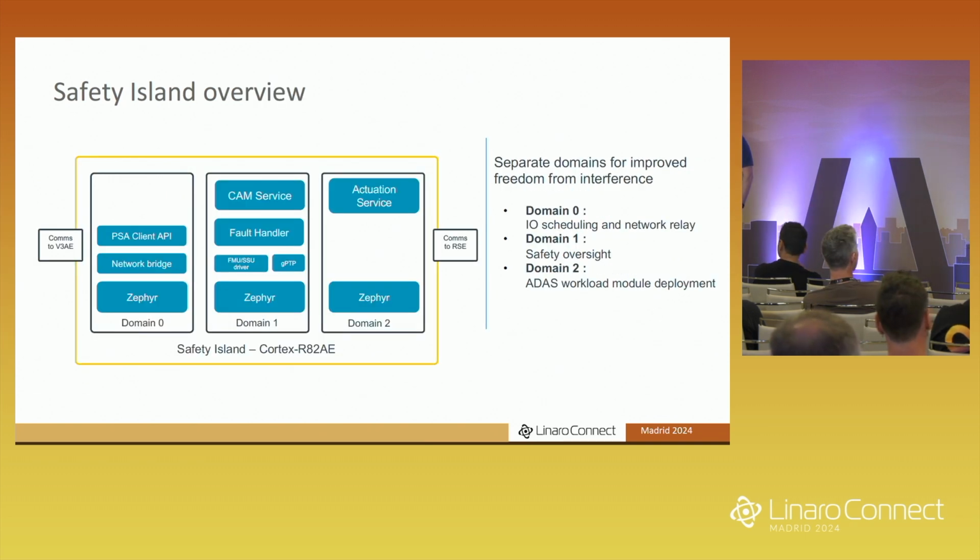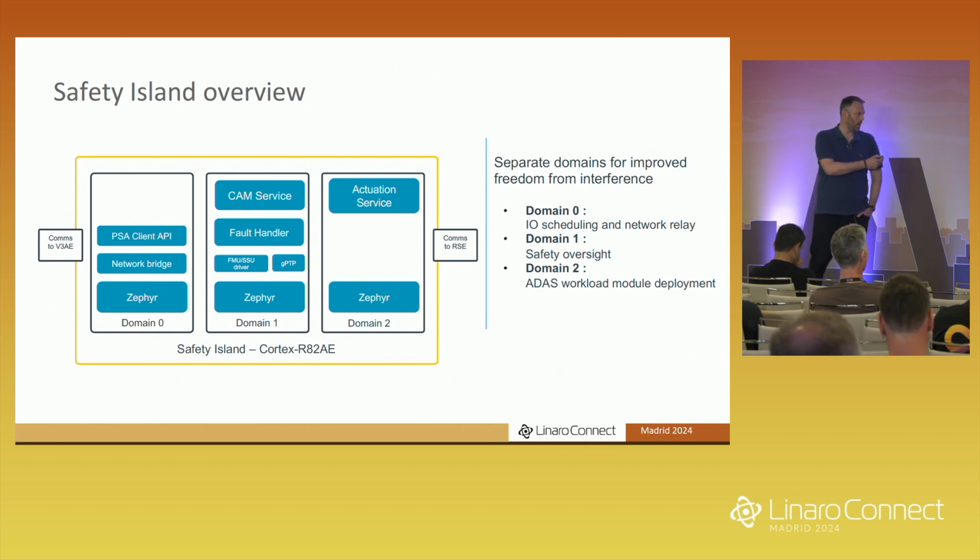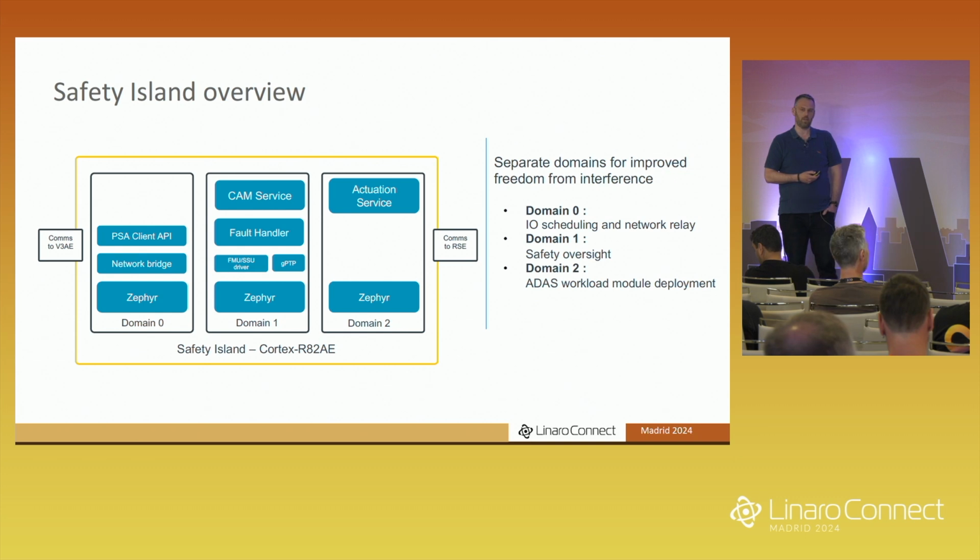So the safety island. This is the primary addition to the infra-based platform that we've started from. So you can see here we have 3 domains where the different workloads have been allocated. Domain 0 is responsible for the initial booting process, and also acts as a network relay. So there's a single network entry point into the safety island, and then network traffic can be distributed to other clusters as you require. The domain 1 in the middle, our allocation for this has been the safety oversight.